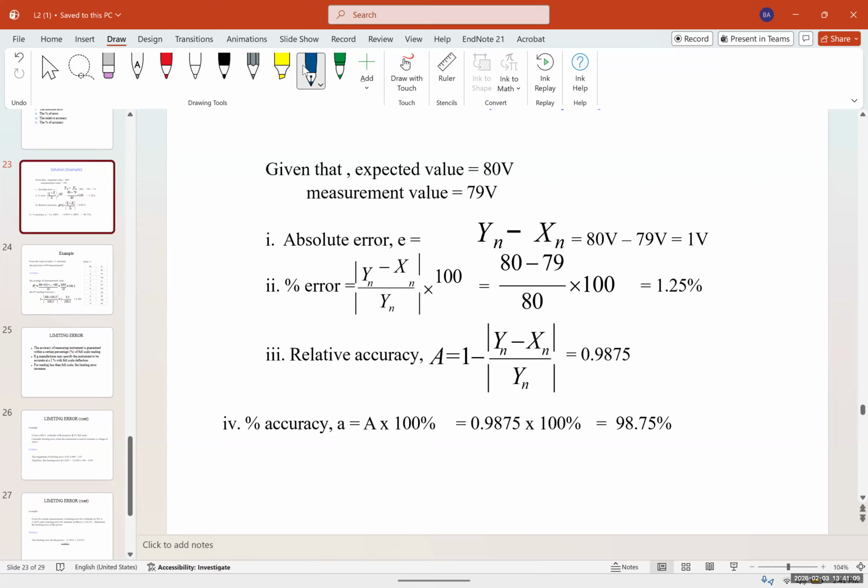Now, again, this is very easy. You can just subtract 1 minus 0.125 and you get the relative accuracy as well.